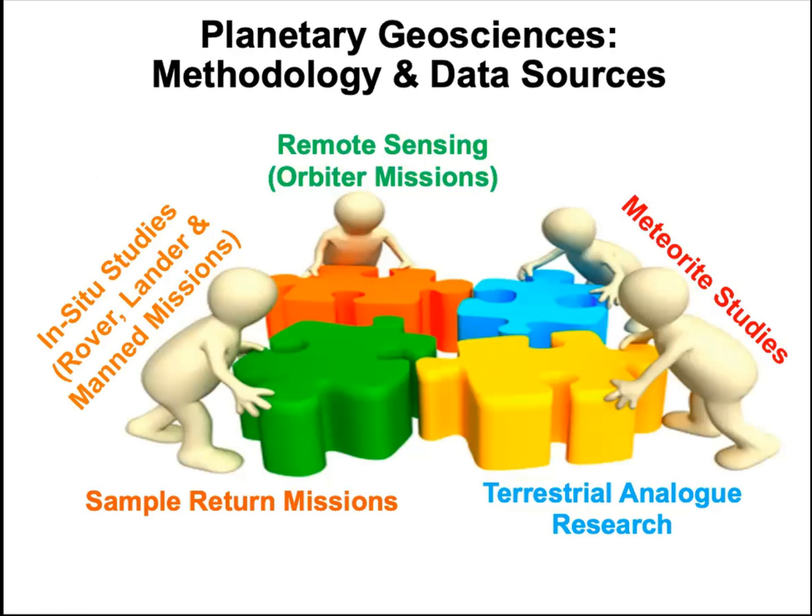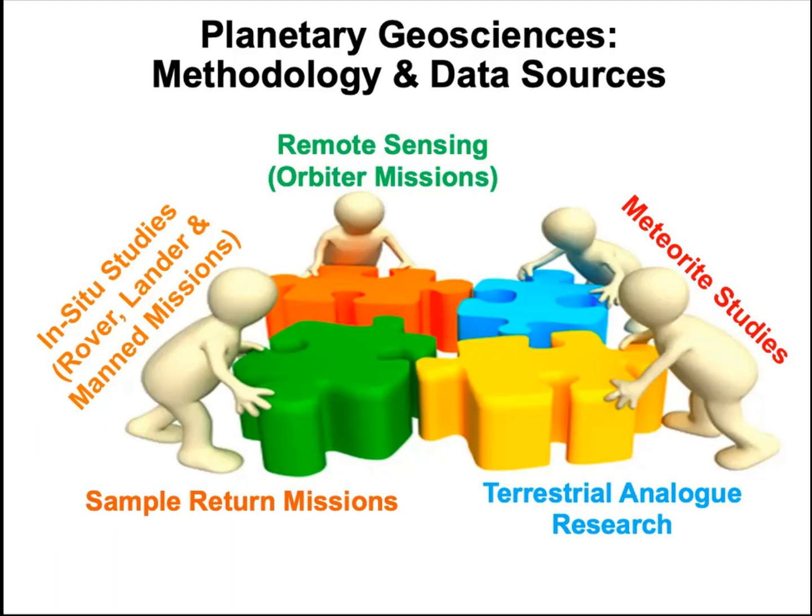In planetary geosciences, let us see what the sources of our data are, or on what basis we can study other planetary bodies. The most important aspect is remote sensing based studies, that is the orbiter missions. Then we can have in situ studies, which include rover, lander, and manned missions. Then if we have meteorites from other planetary bodies or from asteroids, we can study those materials. We can have some understanding regarding their formation mechanism, and we can extrapolate those studies to understand various features of other terrestrial planets also.